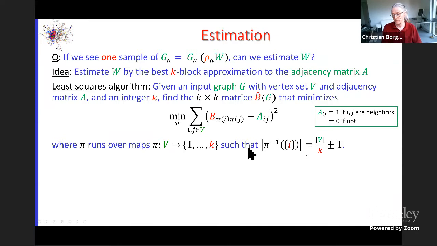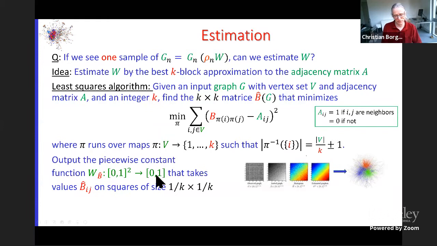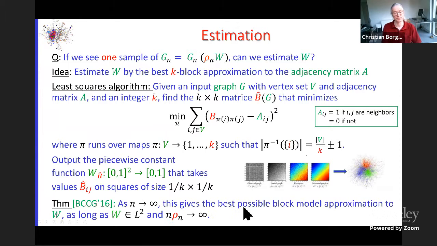Okay. So well, if you want a graphon, you output a piecewise function, which is constant. So you sort of think of a little checkerboard with squares of width 1 over k, and then you put these entries in there. So if you really want to output the function. Good. And so this works.